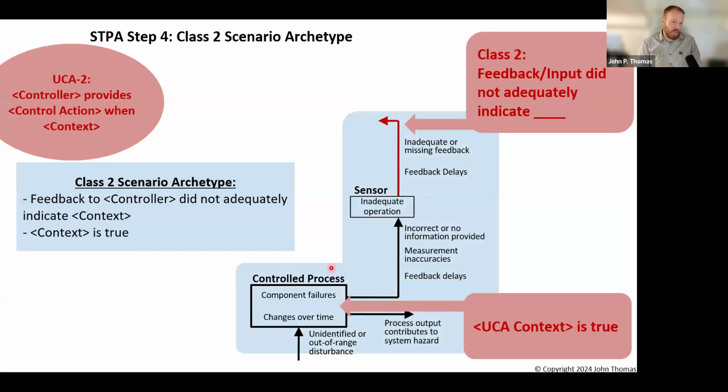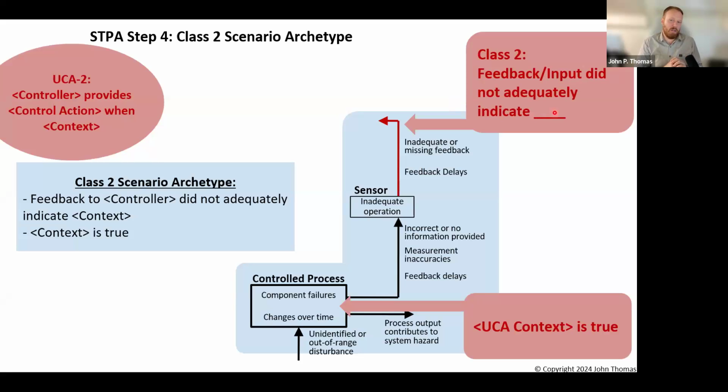So we're looking at this part of the control structure, and we know in class two, there was something wrong with the feedback for sure. Feedback did not adequately indicate something, fill in the blank. Well, out of all the 100 pieces of feedback, what's actually important for UCA2? Well, it's in the context here. Whatever the context is, that's the crucial state that makes the UCA unsafe. That's the crucial feedback we're going to look at. And if we have UCA3 with a different context, we're going to look at a different type of feedback.